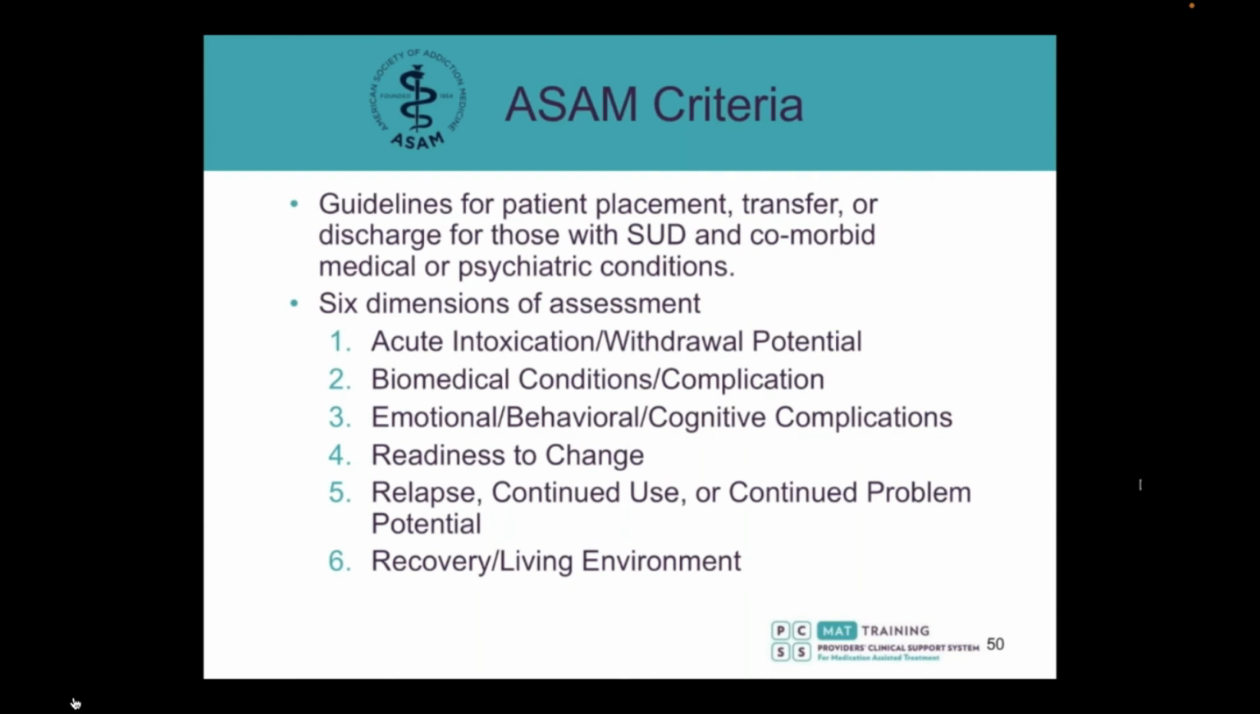1 is acute intoxication or withdrawal potential. 2 is the biomedical or physical conditions or complications. 3 is the psychiatric, emotional, behavioral, cognitive complications. 4 is readiness to change, again thinking about the stages of change. 5, relapse, continued use, or continued problem potential. And then 6 is what their environment is like, their recovery or living environment.